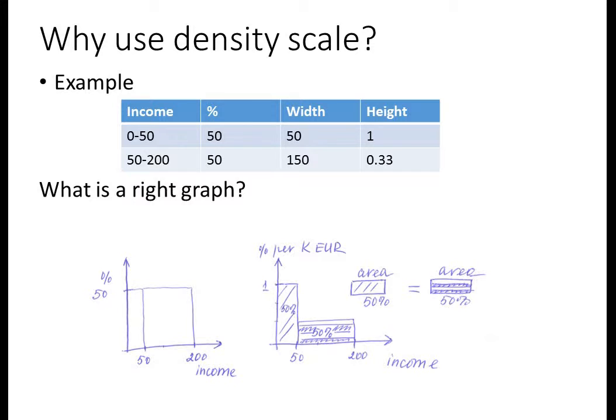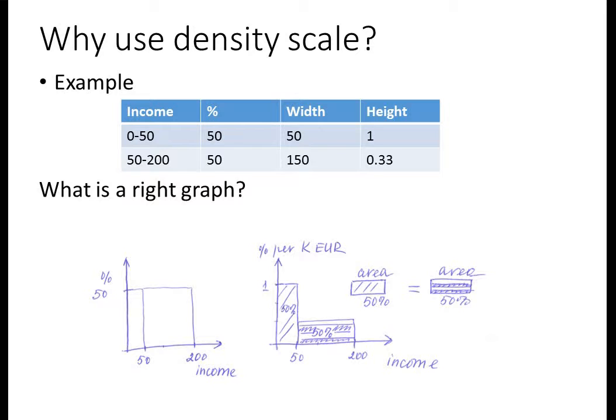And I also calculated widths and heights for this example. You see it on your screen. And under the table you see two graphs. The left side graph uses percentage of total as a unit of the vertical axis, and there are two equally high bars on this left side graph. But intervals for income values in our example have different widths. So the first bar is 50 units wide and the second bar is 150 units wide.